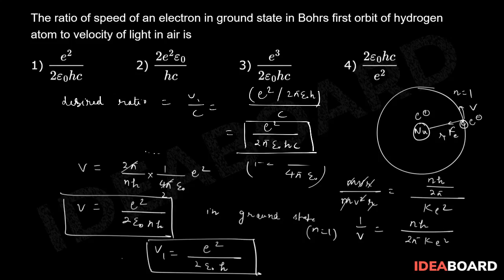So let us check which option is giving the answer. If I see the first option, e square upon 2 epsilon naught into... let me correct it, there is no pi, I made this mistake. This is not a pi here. You can see v1 is e square upon 2 epsilon naught into h, so 2 epsilon naught into h into c. So yes, option number 1 has to be the right choice. Okay.